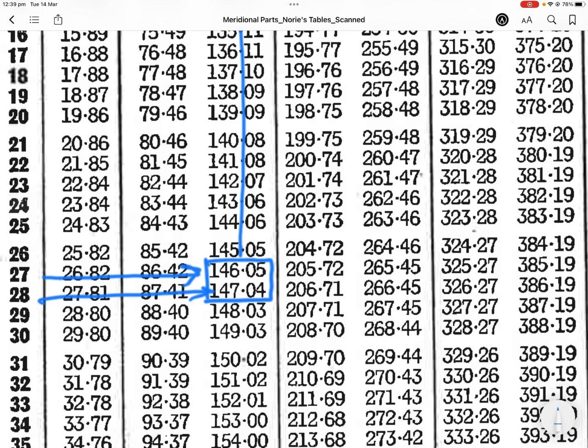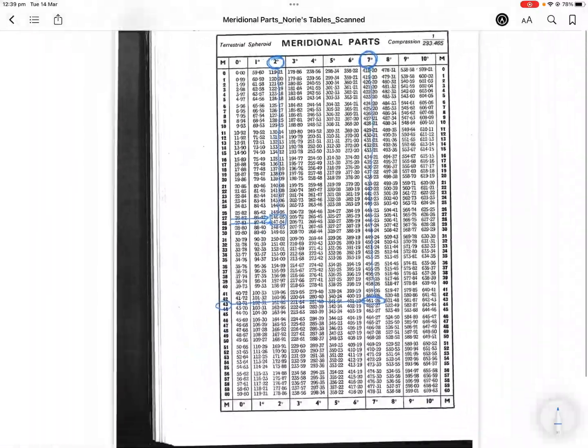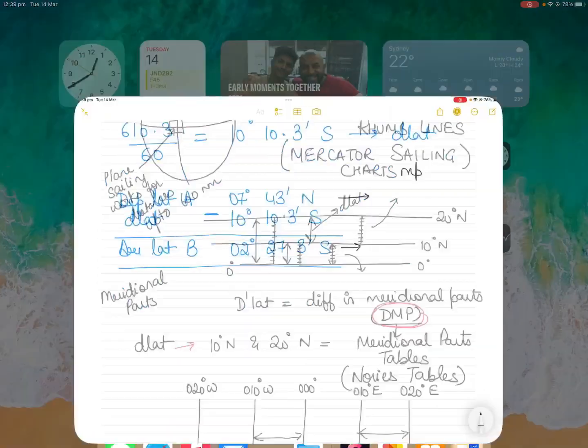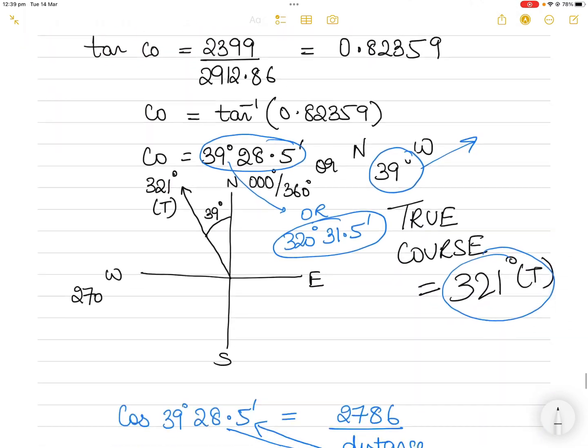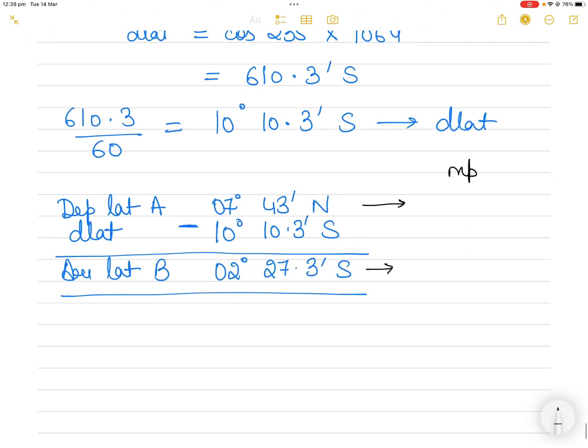Alright, so for 2 degrees 27 minutes you have 146.05, and for 28 minutes you have 147.04. Alright, remember these values, as well as remember the value that you found out earlier, 461.26, and we go back to our calculations and show you what to do with that. Alright, so I go back to my calculations.